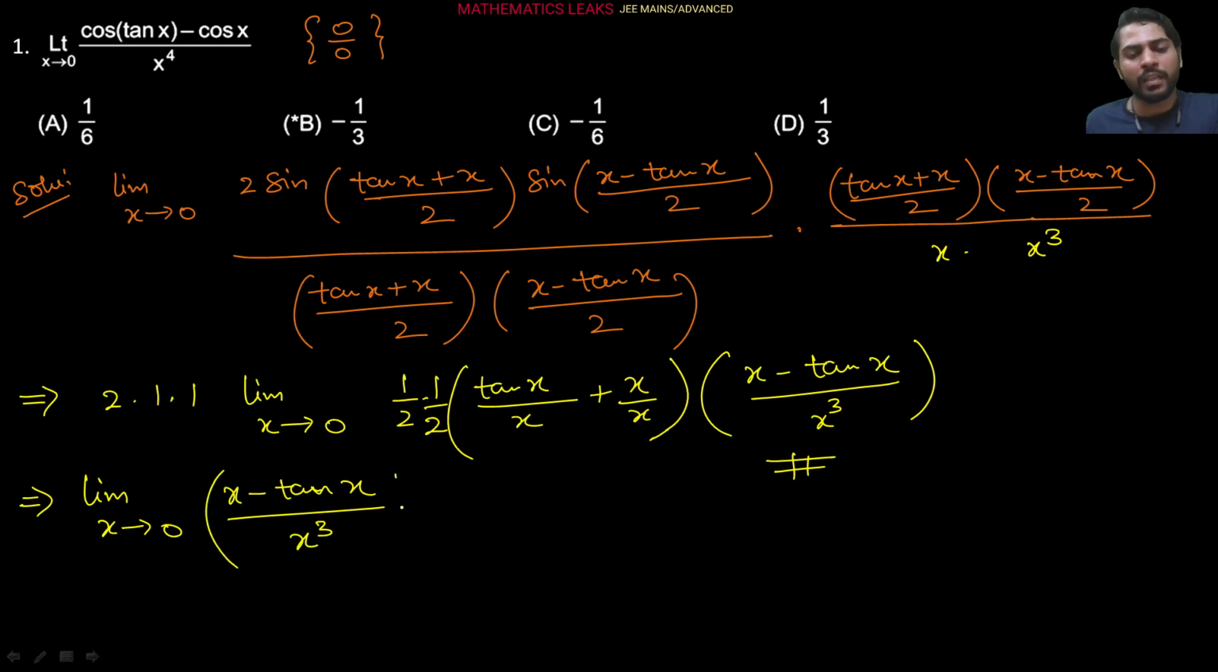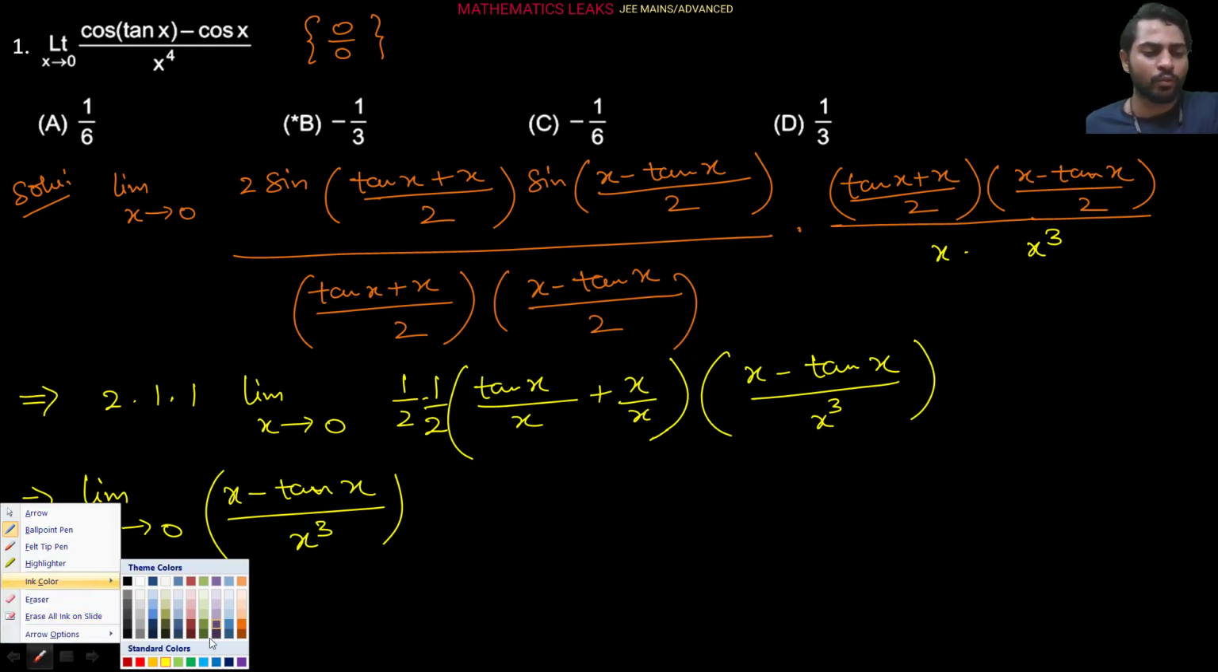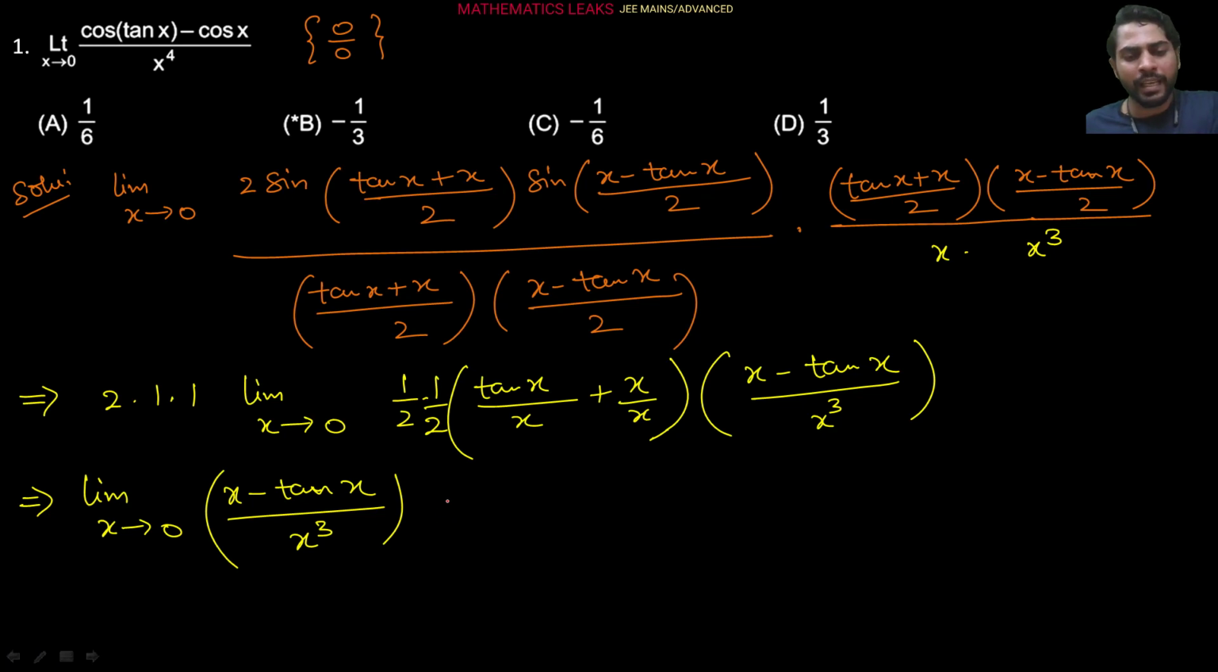So what will happen from here? Again you can observe, this is again 0 by 0 form. So here either we can use tan x expansion, then we can solve, or we can use L'Hospital rule. Here L'Hospital rule will be not time consuming, so we can use Hospital rule here. So what will happen, just observe, using L'Hospital rule, limit x tends to 0 and this given data is numerator differentiation with respect to x 1 minus tan x differentiation secant square x upon x cube differentiation 3x square, right?